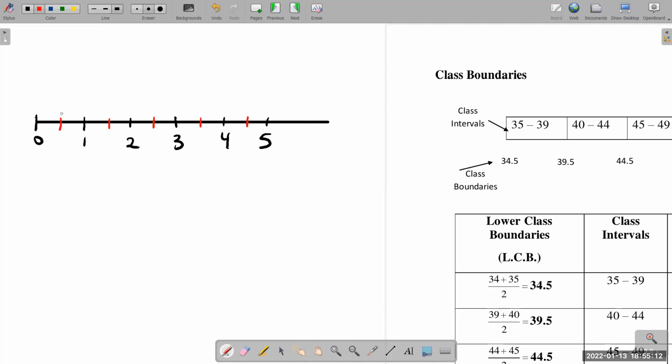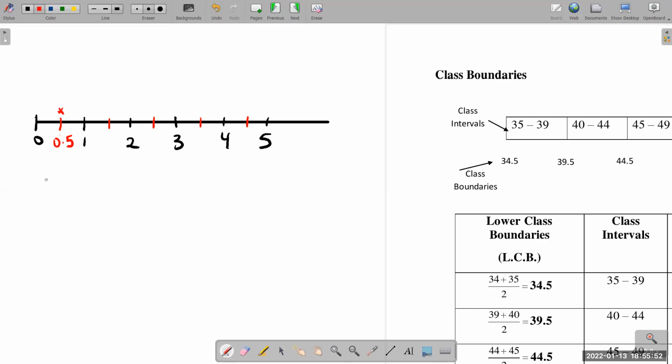What would this number be here as a decimal? What is halfway between 0 and 1? Anybody know? If you don't know, that's okay. That's where we're here to learn. You could tell me yes or no, you're not sure. If you got a ruler, what would be from 0 to 1? It is 0.5, which is half.